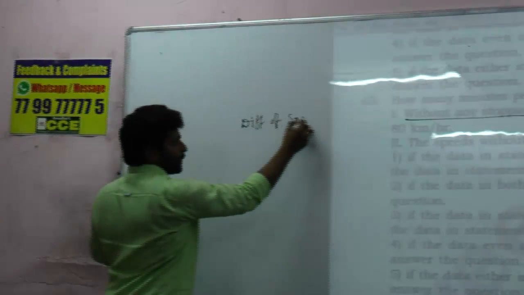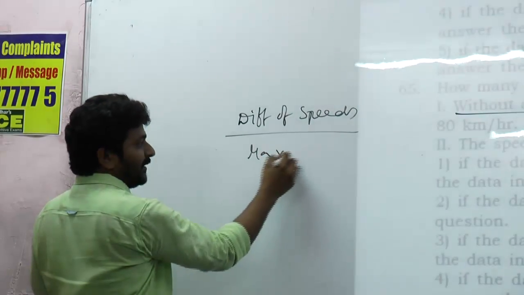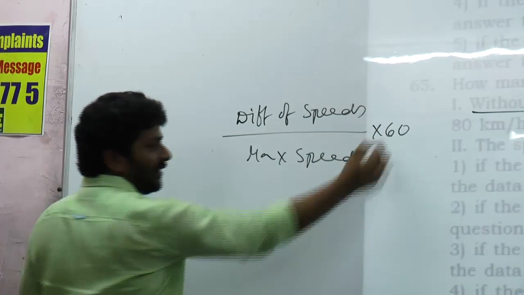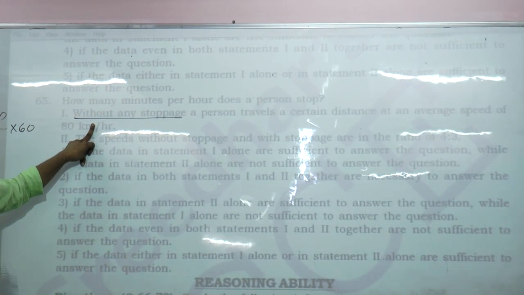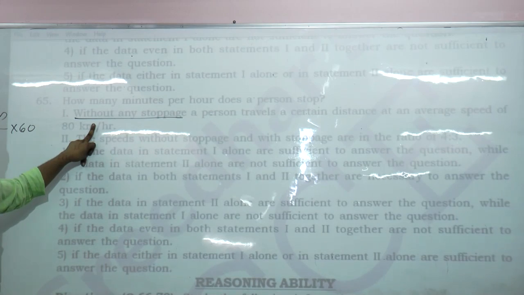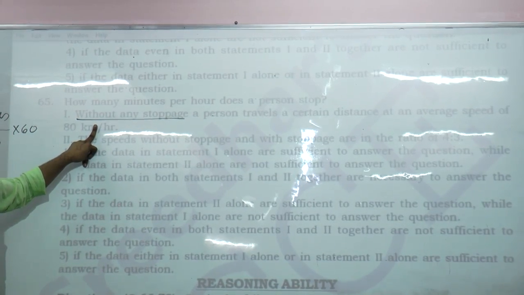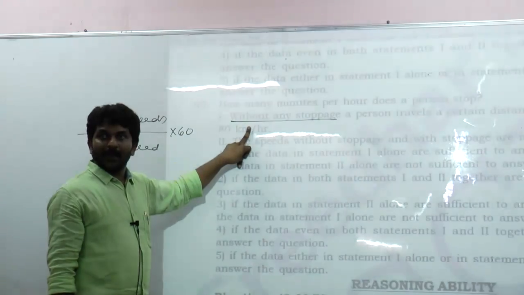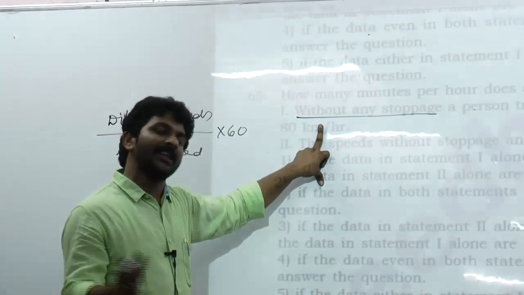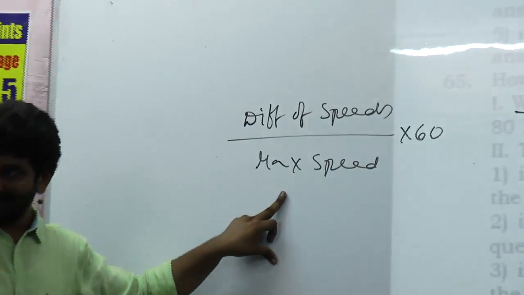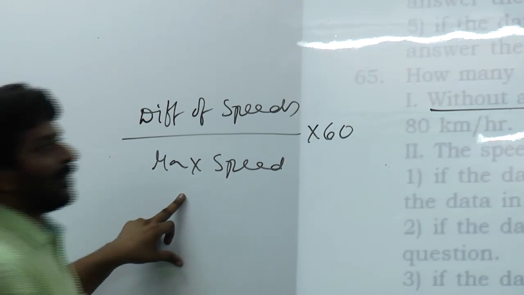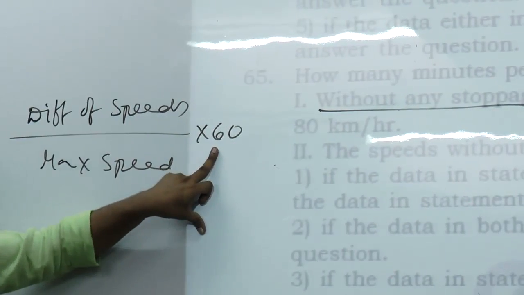Difference of speeds by maximum speed into 60, right? What is there in the first option? Without stoppages, what is required? With stops. Let's say you have some number. What will you do after that? You have speed with stops and speed without stops, both speeds. Difference of speeds by maximum speed. You'll get stoppage time in hours, but you're asked about minutes, so convert it to minutes, into 60.